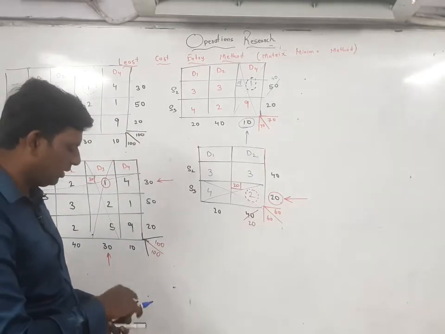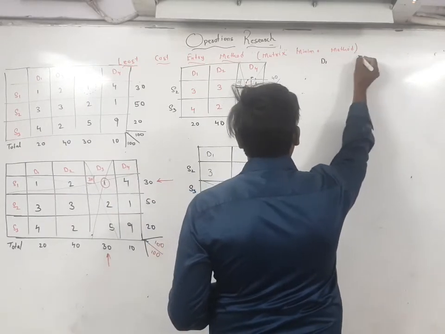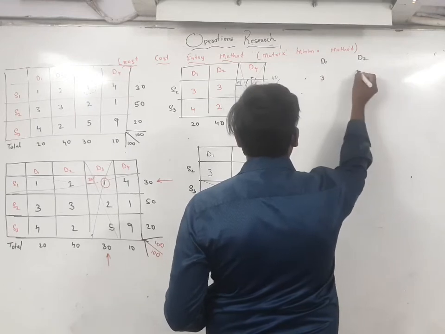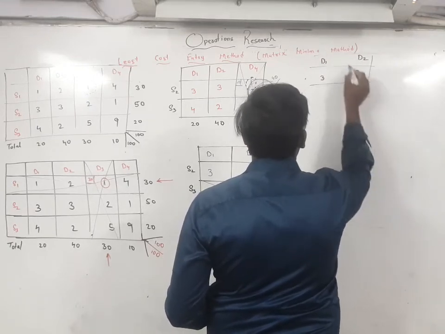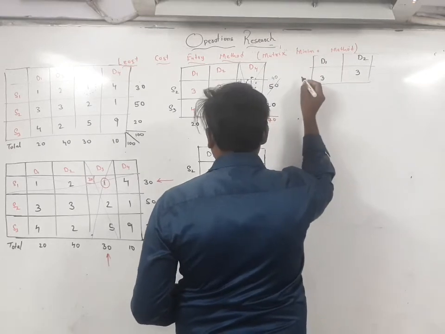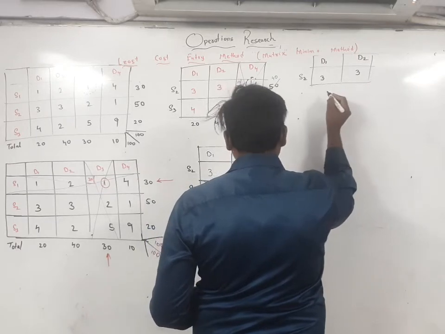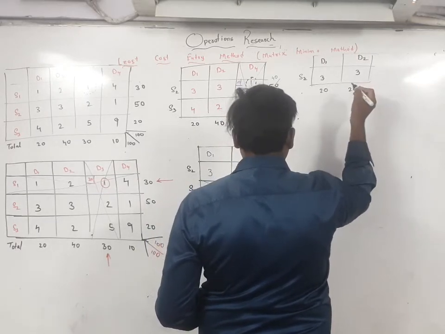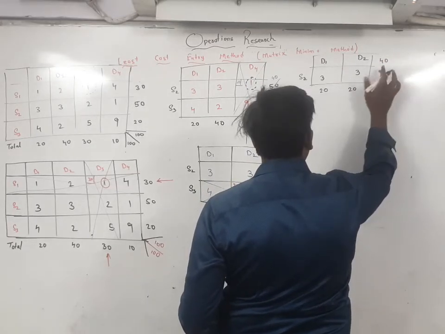Remaining whatever the terms are, you write them. So here what is the remaining term? D1. Next one is D2. Here what is the value? 3. And here what is the value? 3. Both are 3, row wise as well as column wise. So here you can write down the S2. What is the value here? S2. And this value is equal to how much? 20. This value is equal to how much? 20. This value is equal to how much? 40. Only one value is there.